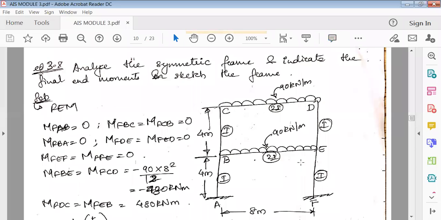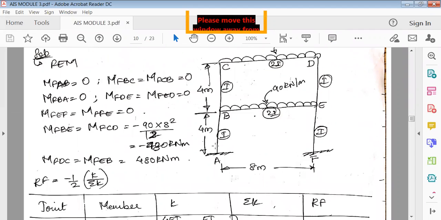Hello everyone. Okay, so the next type of problem is: analyze the symmetric frame, indicate the final end moments, and also sketch the frame. In this frame you can see this is called one bay. This lower portion, and there is another frame over it, so it is called a double story.